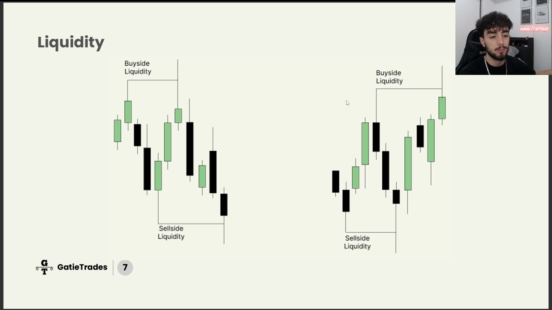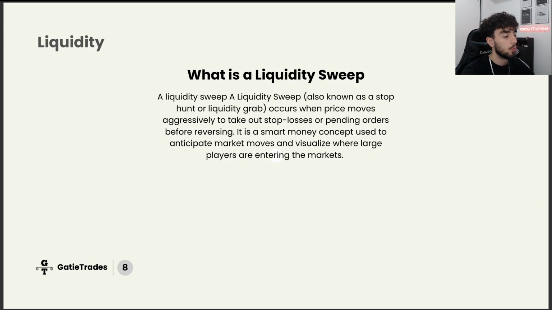And this is how the market moves on a grand scheme. And obviously this is a fractal idea, which we will talk about later in the example. So what is a liquidity sweep? A liquidity sweep is basically when price engages a liquidity pool, meaning it reaches towards a liquidity pool. So a liquidity sweep, also known as a stop hunt or a liquidity grab, occurs when price moves aggressively to take out stop losses or pending orders before reversing. So the purpose of a liquidity sweep is to reverse the market.